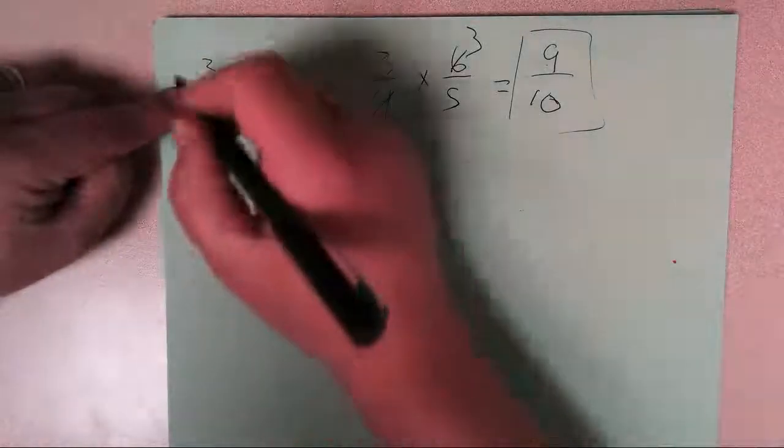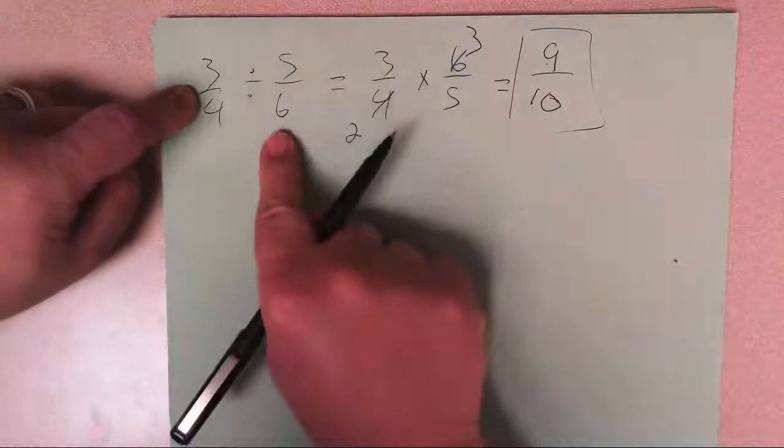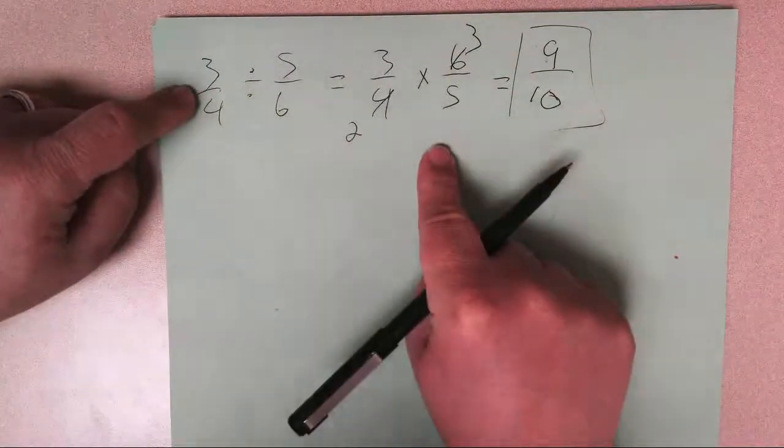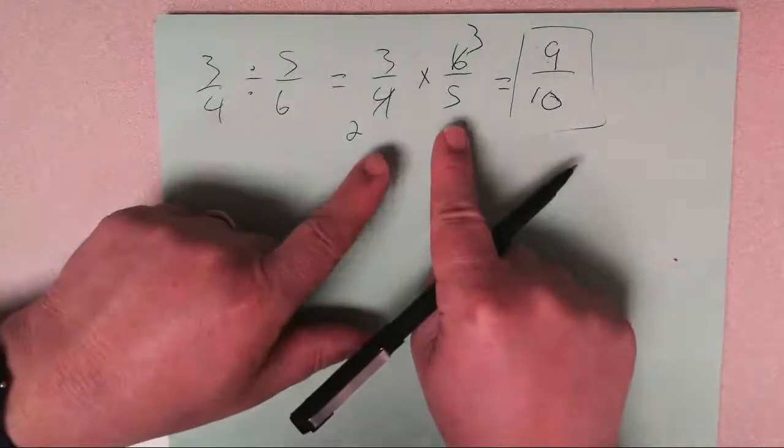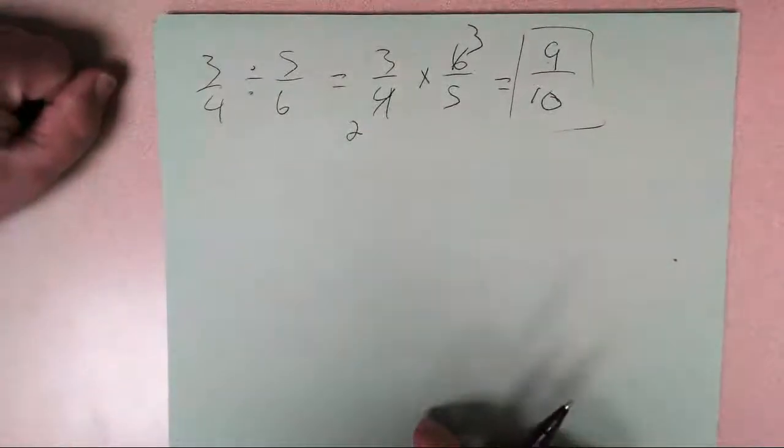It's just when you divide, you have to make sure that you don't reduce at this point. You can only reduce when it's in this step, when you're actually multiplying the fractions together. That's when you reduce.